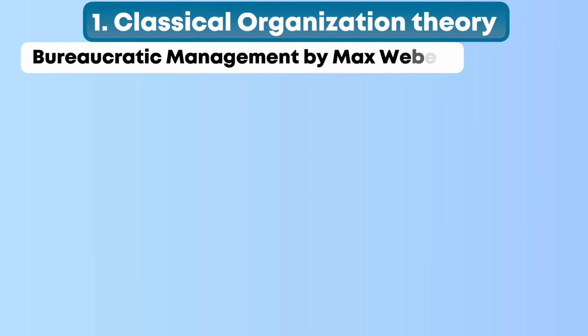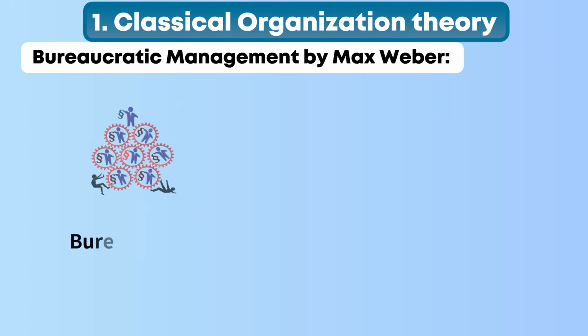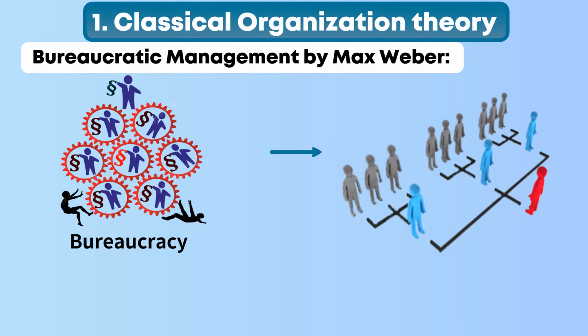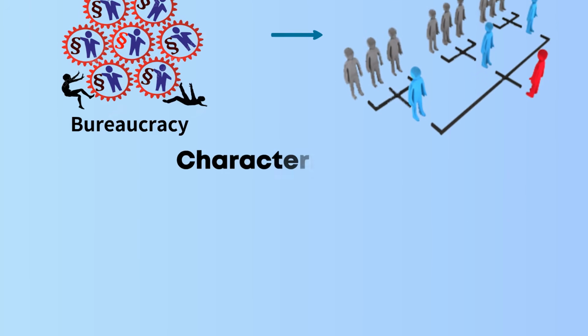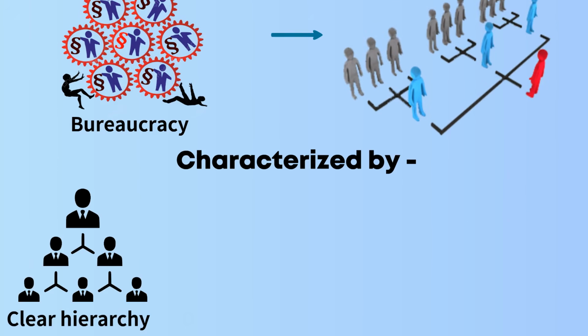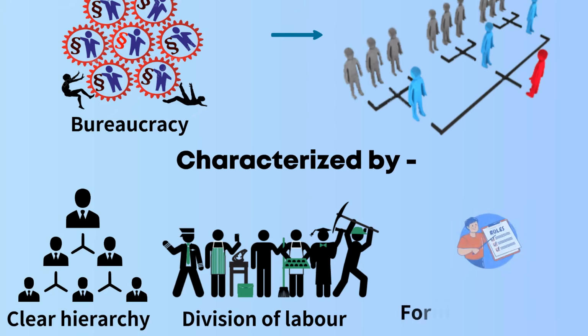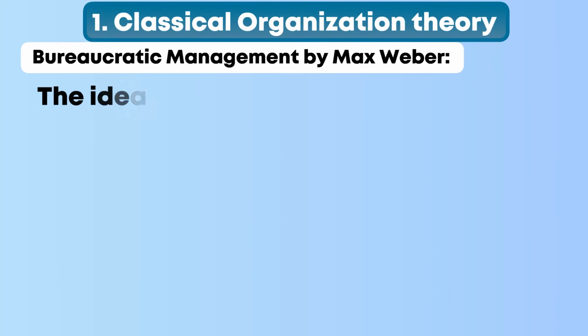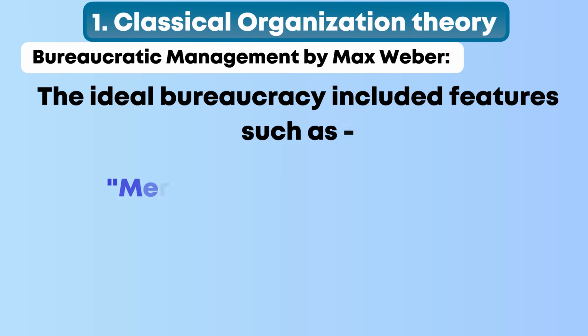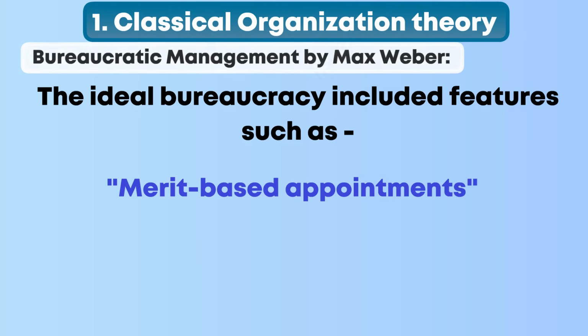Bureaucratic management by Max Weber. Weber proposed bureaucracy as a rational and efficient organizational structure characterized by a clear hierarchy, division of labor, and formalized rules. The ideal bureaucracy included features such as merit-based appointments.